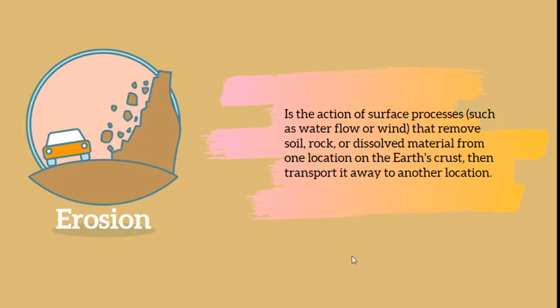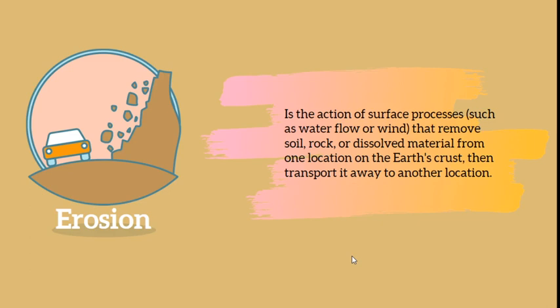Okay, let's proceed to the second exogenic process. We have erosion, which involves the removal and transport of material from the surface of the earth. It has something to do with the action of surface processes such as water flow or wind that remove soil, rock, or dissolved material from one location on the earth's crust and then transport it away to another location.